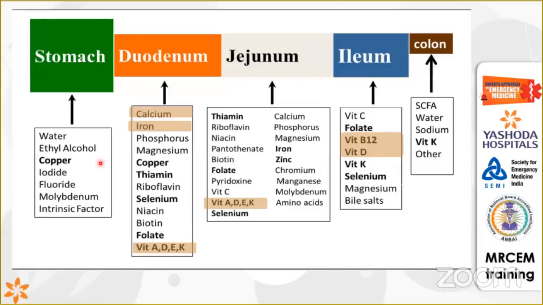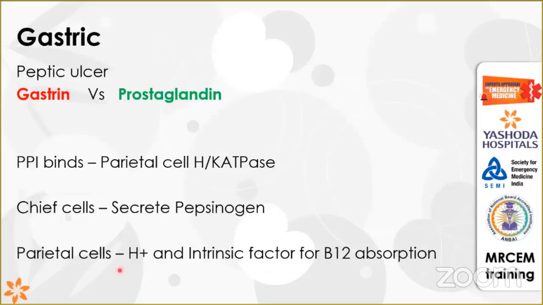Intrinsic factor is secreted by the stomach cells. So this is where it comes from. Parietal cells secrete both acid and intrinsic factor for B12 absorption. Chief cells secrete pepsinogen. Parietal cells secrete H+, and they have the hydrogen pump, so proton pump. A proton pump inhibitor is going to bind to the parietal cell. Or instead of saying parietal cell, they might say proton pump. Peptic ulcers increase whenever there is high gastrin.